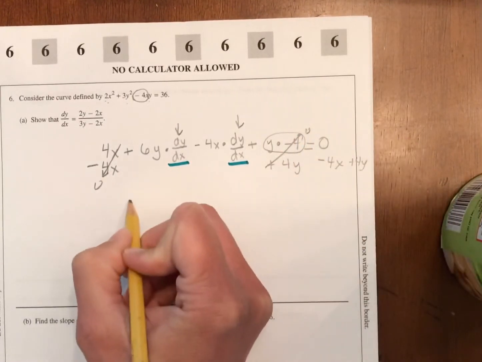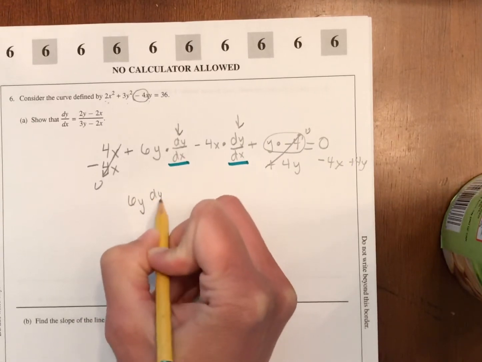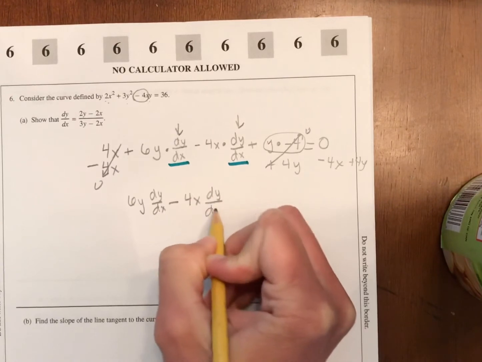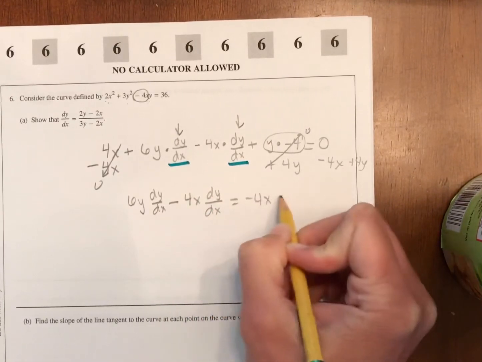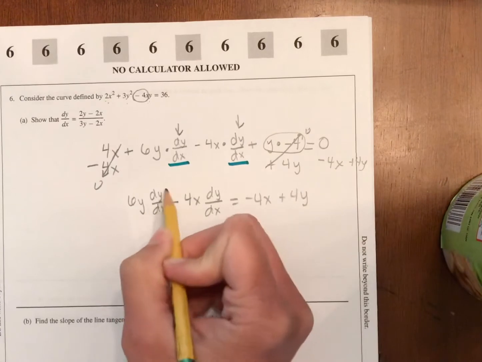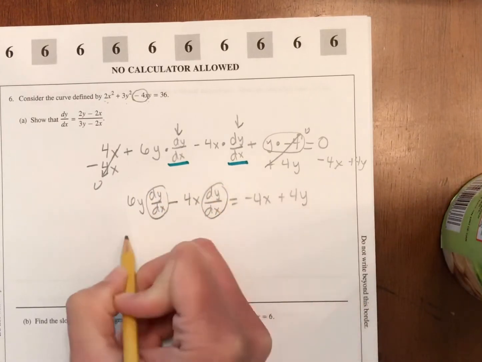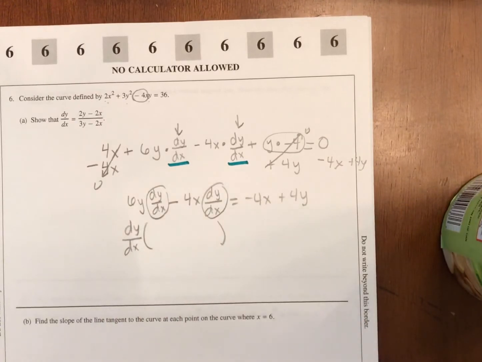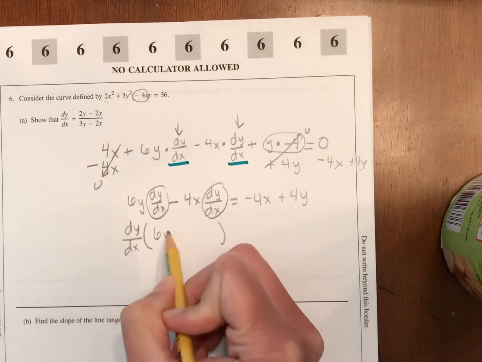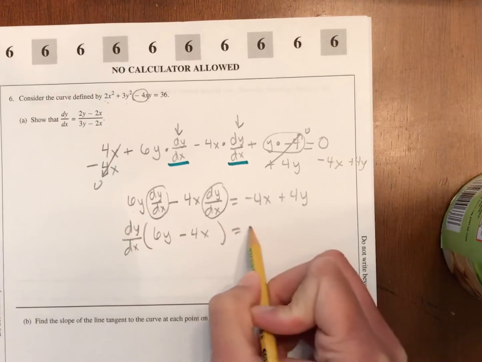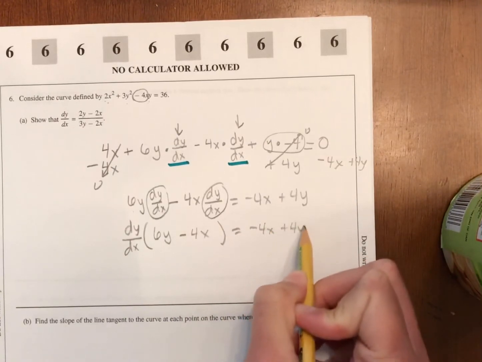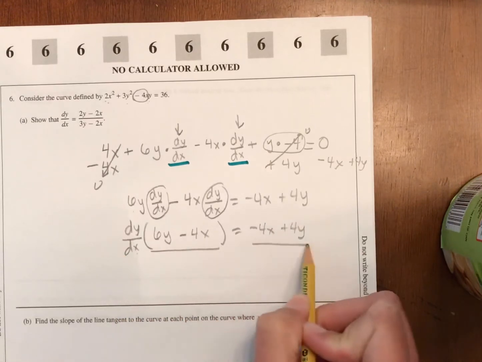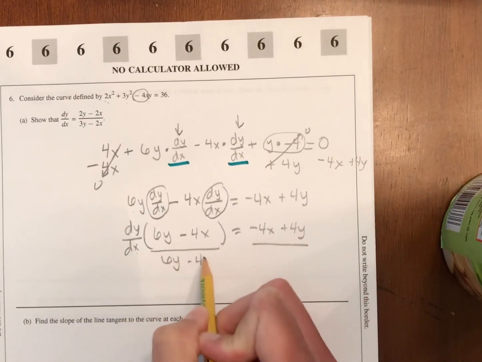So now we have 6y dy dx minus 4x dy dx equals negative 4x plus 4y. Now we need to factor out the dy dx term by factoring out the greatest common factor, and what we have left over will be 6y minus 4x. And if dy dx is what we're solving for, then the last step was to divide both sides by this term.